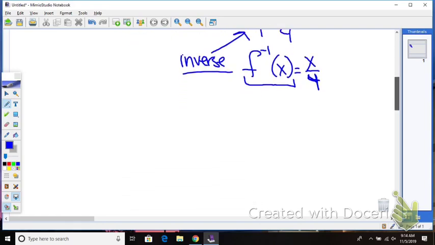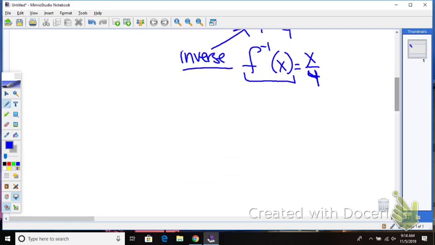Let me give you another one, then we're going to go on to verifying, which I'm already changing my mind which one I want to verify. We might only have 3 examples. So let's do one that's a little more involved. So we're still finding the inverse. I'm going to give you f of x equals 5 minus 3x all divided by 2.